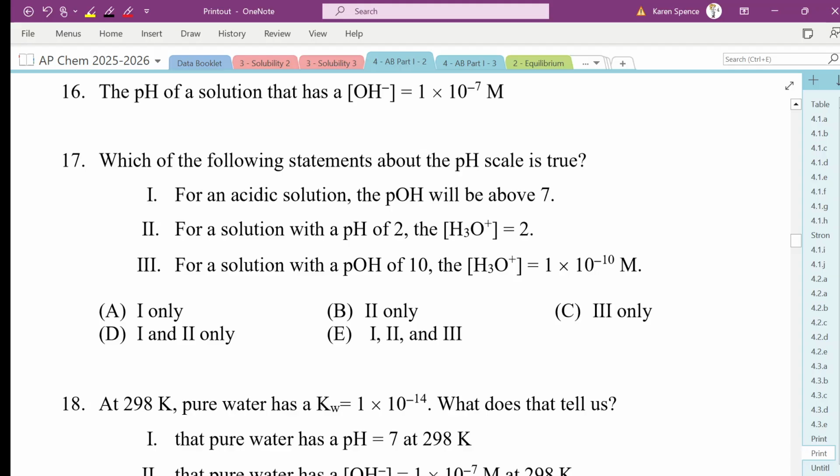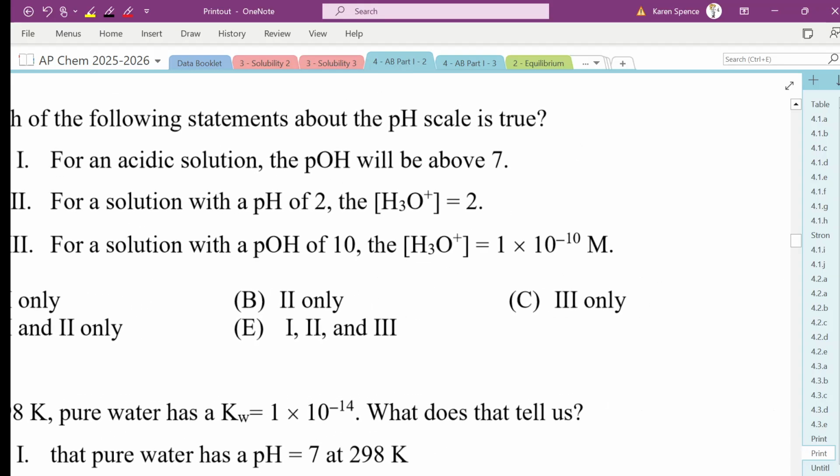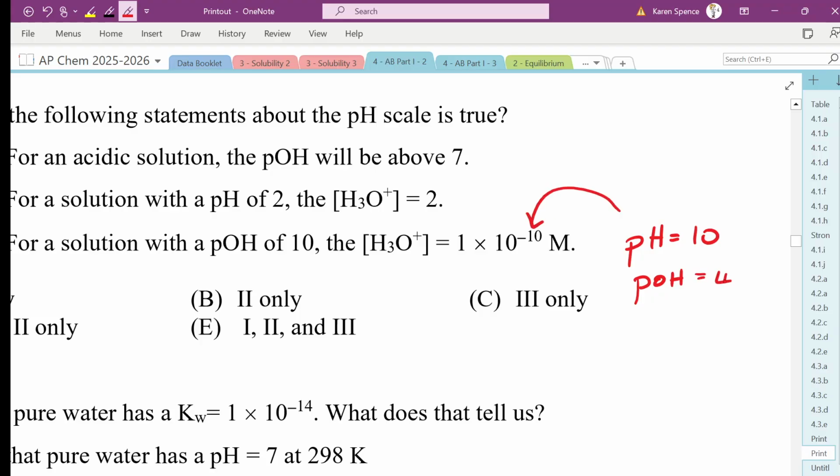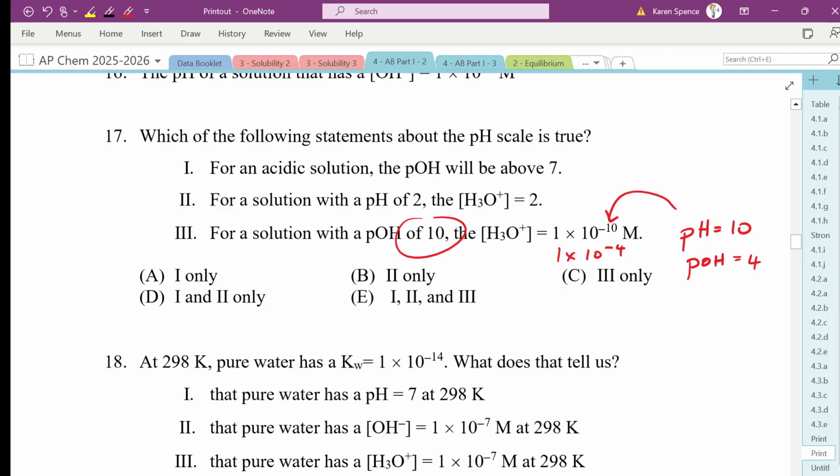Question 17, explain the third option. For a solution with a pOH of 10, the concentration of H3O plus is 1 times 10 to the negative 10. Well, that's just wrong, isn't it? Yeah, the answer doesn't include 3, does it? No, because this would be a pH of 10, and the pOH would be, if that were the case, 4. Or if this were true, then this would be 1 times 10 to the negative 4. So they can't both be true. Anything else?